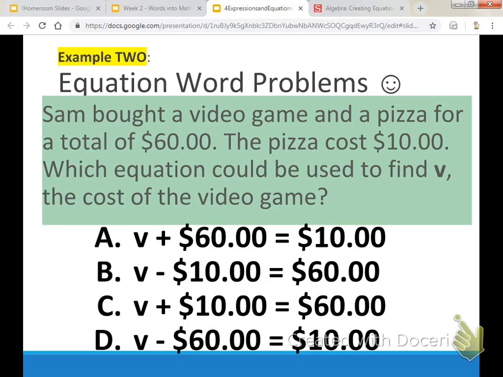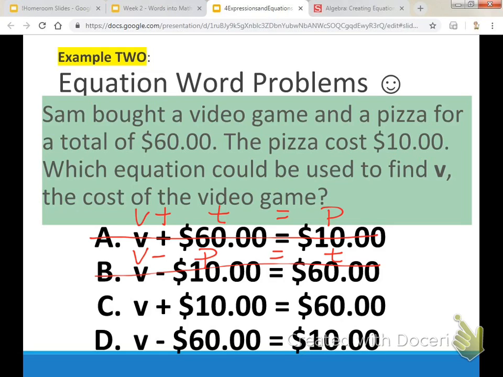So let's look at the first one. We have video game plus what is $60? The total, thank you. Video game plus total, does that equal the $10? What's $10? The pizza. Video game plus total, does that equal the amount of the pizza? No, so we know A doesn't make sense. Okay, let's look at the next one. Video game minus, what does $10 stand for? Pizza. Video game minus pizza. And $60 stands for? Total. So the video game minus the pizza equals total. Does that make sense? No. So we know it's not B.